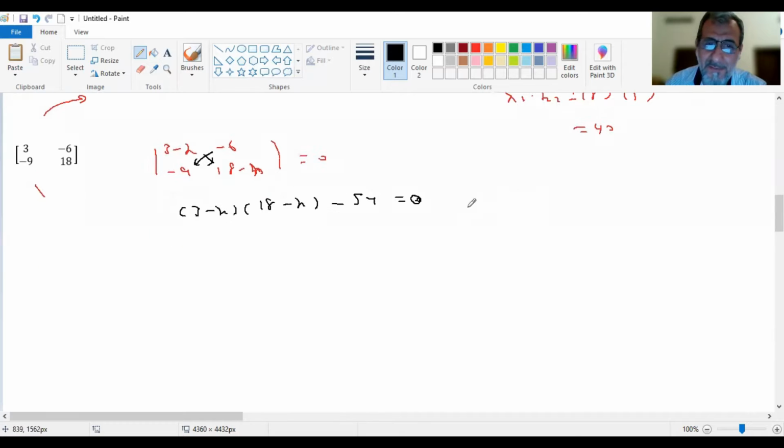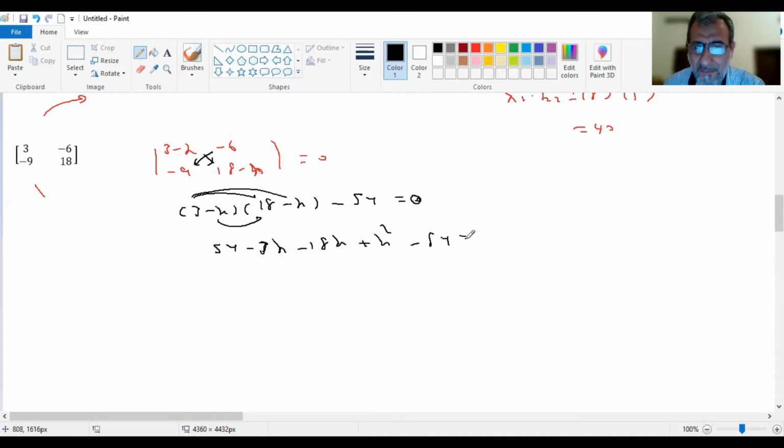So the eigenvalue of this one equals 0. I mean, this matrix is singular. Singular means the determinant equals 0. A minus lambda I is singular, so the determinant equals 0. Now multiplication: 3 by 18 is 54. 3 by negative lambda is negative 3 lambda. And this by this one, negative 18 lambda. And lambda by lambda, plus lambda squared, minus 54 equal to 0.